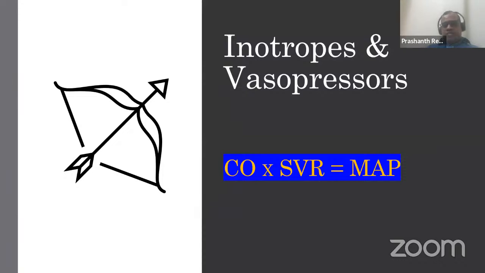So inotropes and vasopressors are the key in the management of shock. Inotropes, as you all know, are the agents which increase the contractility of the cardiac myocardium, and vasopressors are the drugs which increase the systemic vascular resistance, that is, cause vasoconstriction of both arteries and veins. If you see this equation, cardiac output times systemic vascular resistance is equal to mean arterial pressure. That tells you the importance of maintaining cardiac output and systemic vascular resistance in maintaining the mean arterial pressure, and further maintaining the tissue perfusion and oxygen delivery.